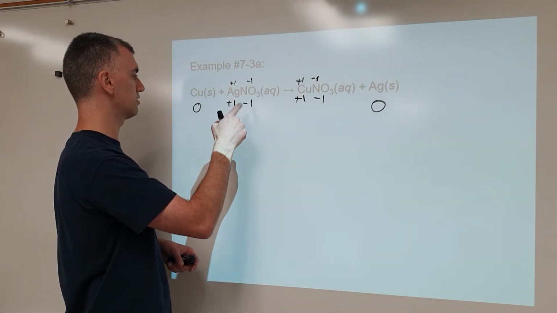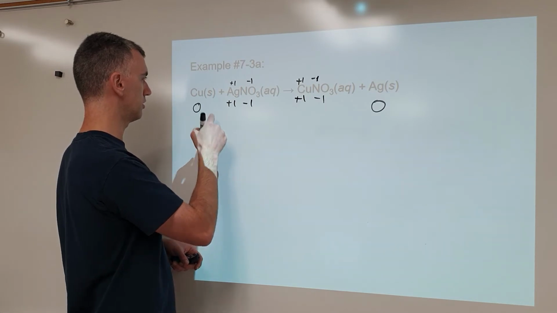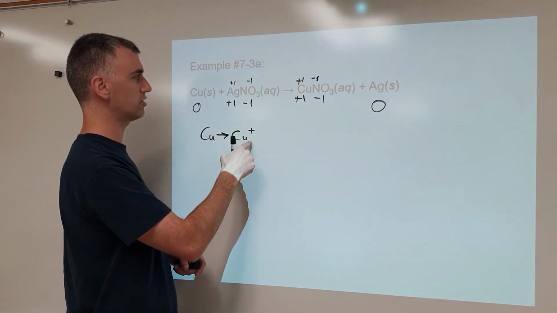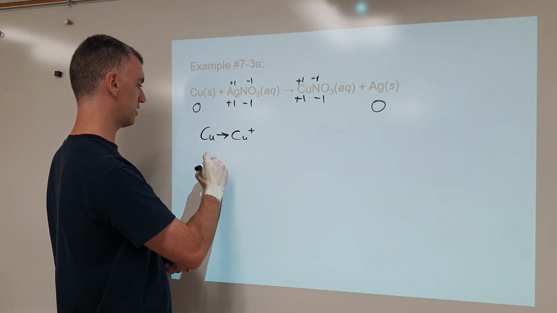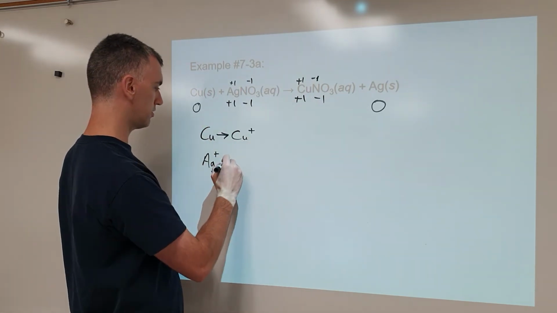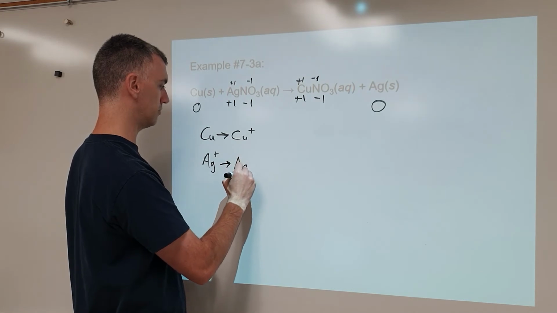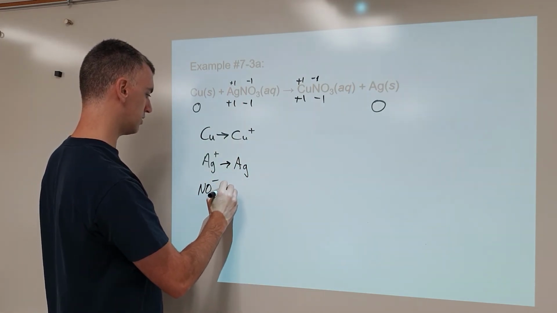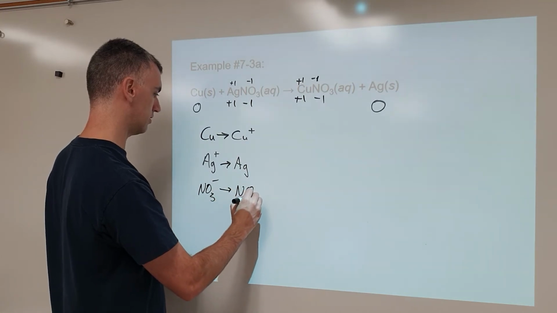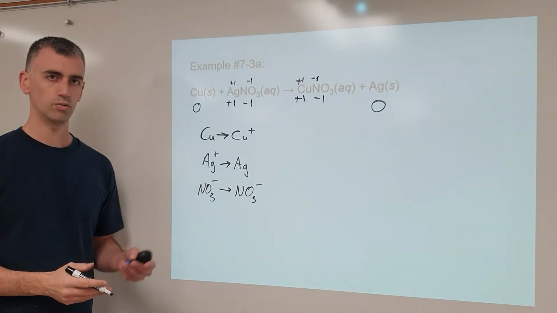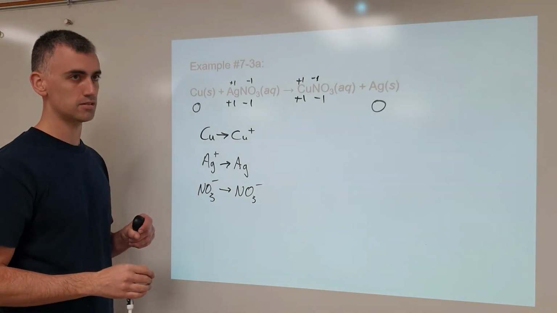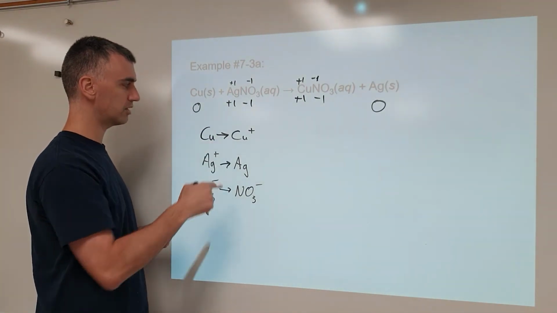what happened, your copper became copper with a +1 charge. Your silver started out as a +1 and turned into a neutral atom. And then your nitrate started with a -1 and ended still as a -1. So the nitrate did not change. We're going to ignore it from our considerations. And then we're just going to look at the things with the charge that changed.